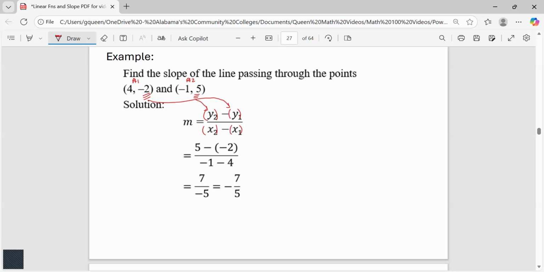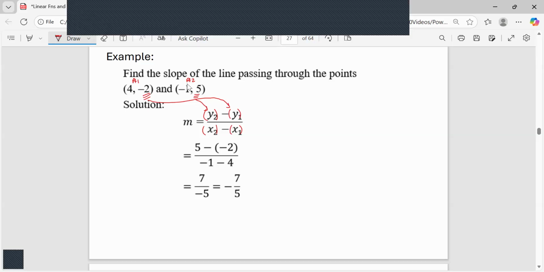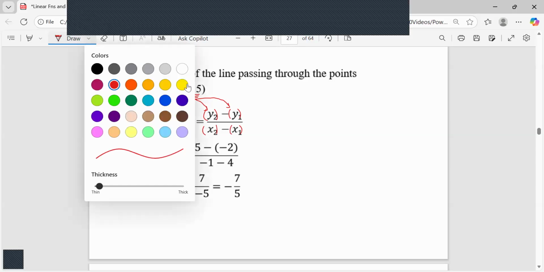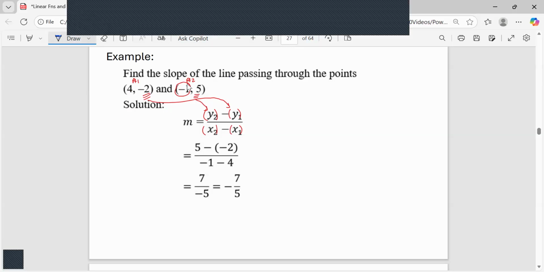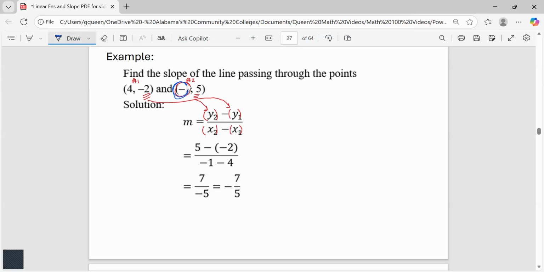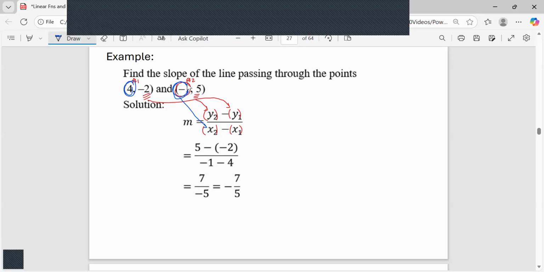Okay, x2 is -1, so we're going to plug this in. Let me change color, maybe that'll help. Okay, so x2 is -1, and that goes right down here in the first place in the denominator, and x1 is 4, and we're going to plug that in over here for x1. All right, so they literally are just popping these numbers into place.